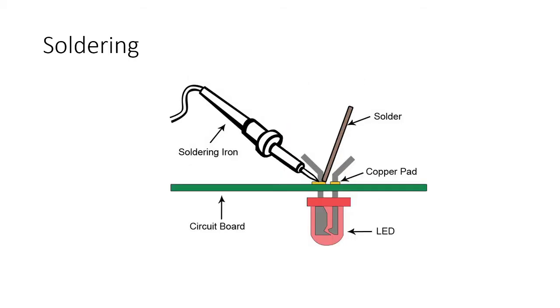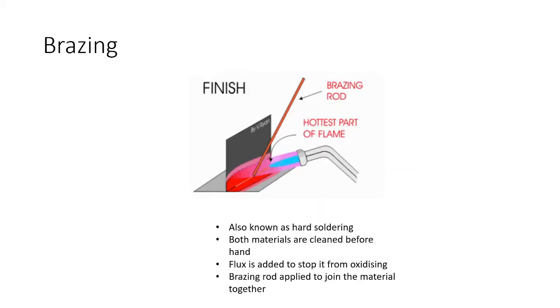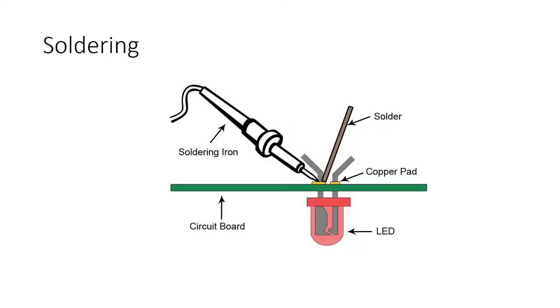Then you've got soldering, which works in the same sort of way as brazing. You may have done soldering in secondary school, if you've done any electronics. Soldering irons normally get to about 375 degrees, depending on what you're doing, so the tip gets that hot. You've got to make that nice and shiny again, so it's transferring heat quite well.